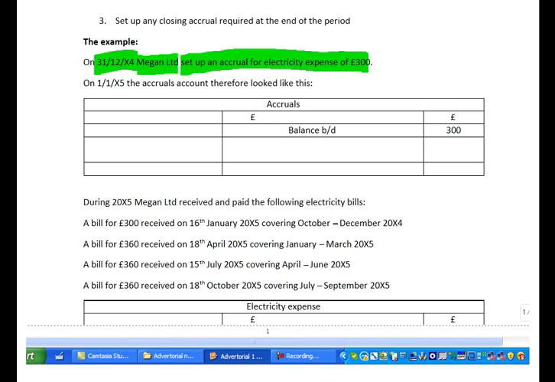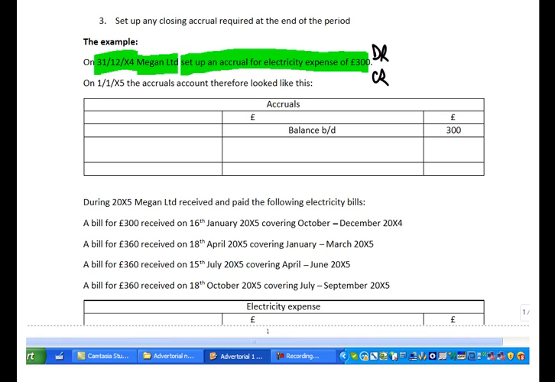If we've only recognised 9 months of expense, we would therefore have to bring in the additional 3 months. It's just an application of the accruals concept. We've got to recognise 12 months of expense in a 12-month period. And we do that with an accrual at the end of XD4.